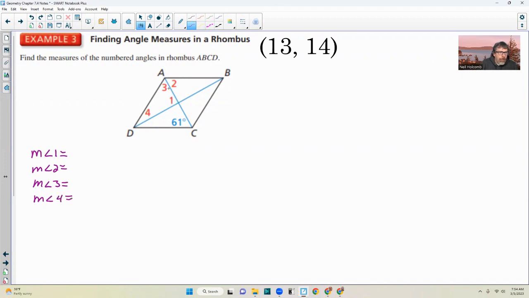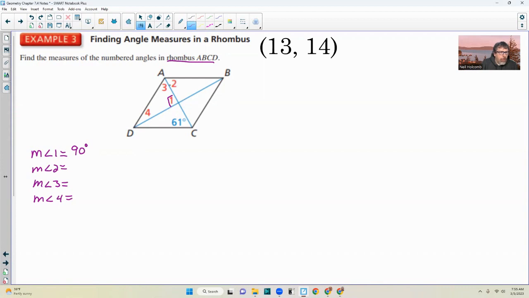So I'm looking at 1, AC and BD. This is a rhombus. They told us that. So the diagonals are perpendicular. So angle 1 is 90 degrees. Okay. The measure of angle 2.